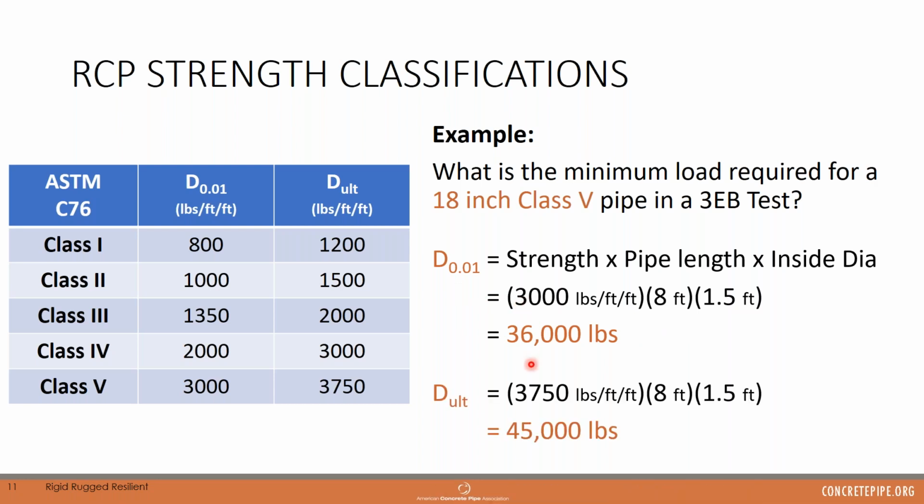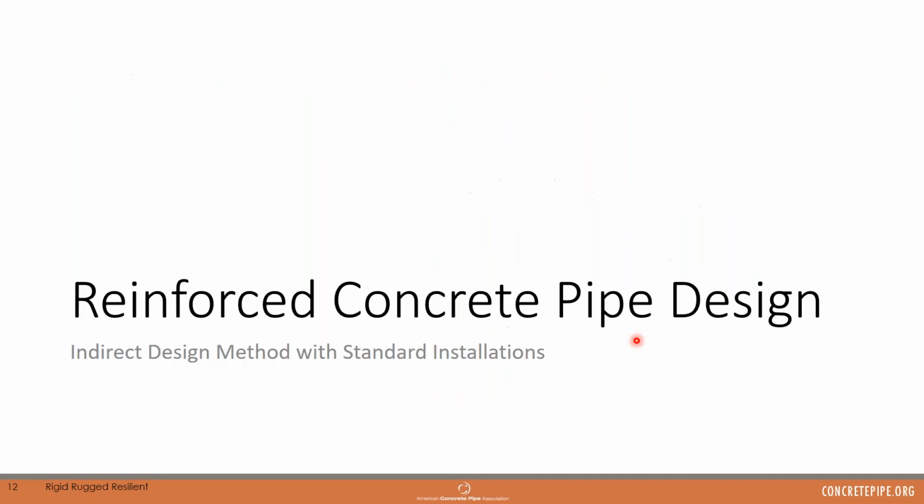And then similarly, for the ultimate strength of the pipe, you would now use the value of 3750 in the same equation and end up with 45,000 pounds. So you can see, even for a small pipe like an 18-inch pipe, it takes a significant amount of load before even this little 0.01 inch crack appears. So the load carrying capacity of the pipe is pretty significant. Now, for reinforced concrete pipe design, just to get into the weeds a little bit, again, I'll be talking about the indirect design method using standard installation beddings.